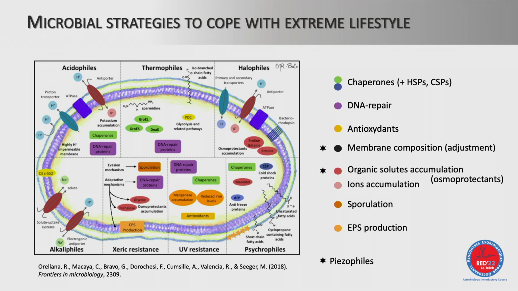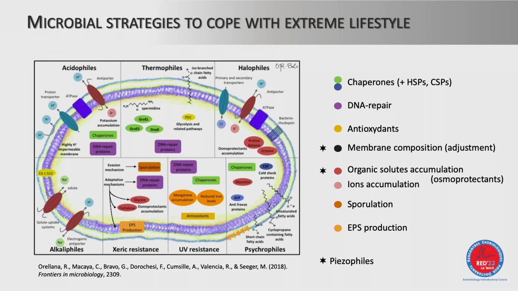In the UV resistant microorganisms, you also have DNA repair and antioxidants. And the cells that live under really dry conditions, the xerophiles, can also develop a sporulation mechanism. It's a really well-known mechanism for bacteria. When they are under stress conditions, they're going to sporulate.